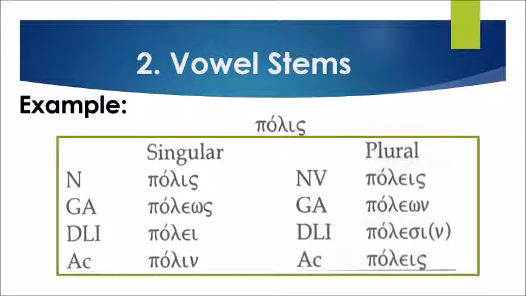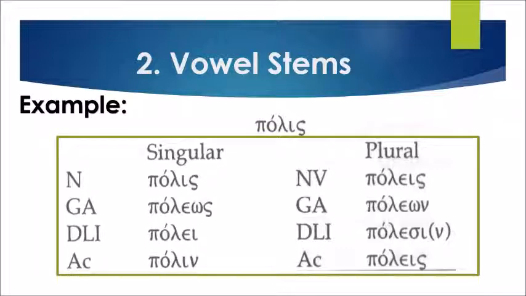In the singular, by the way, in the nominative, there is no vocative case. But in the plural, there is. In the nominative vocative, it becomes poleis. So as you can see, an epsilon is added before the iota. That is also the same in all the cases in the plural number.